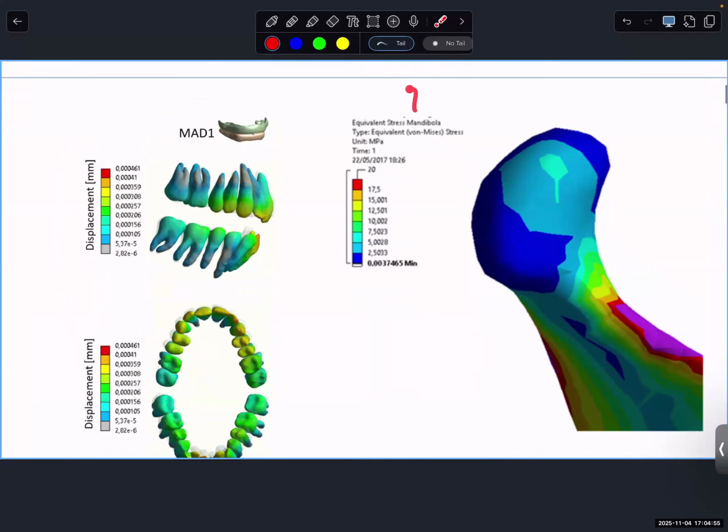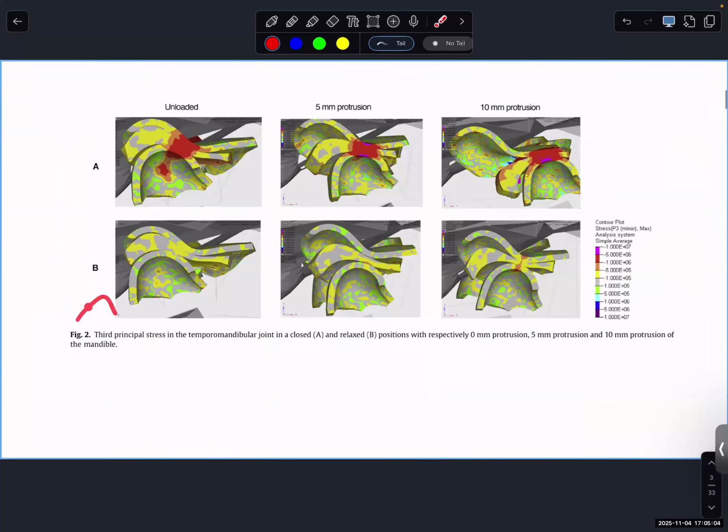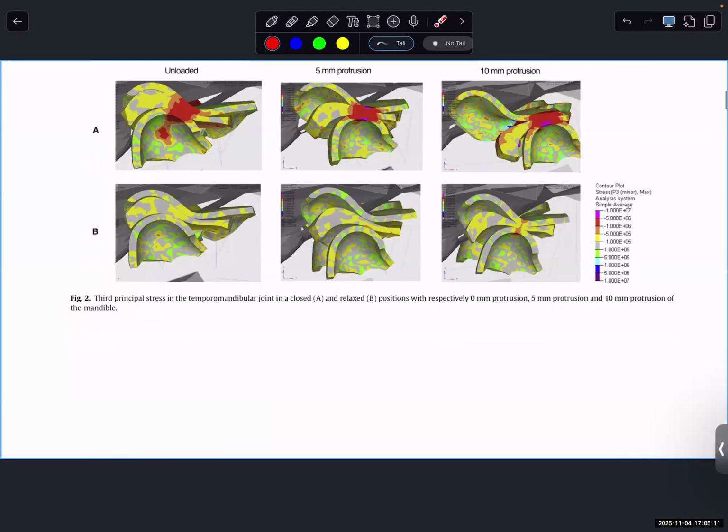Also, here they put equivalent stress. Why is von Mises stress considered an equivalent stress, and what kind of equivalent is it? And here there is the third principal stress. What are principal stresses, and why third principal? What is the third principal stress? So let's start from the beginning.